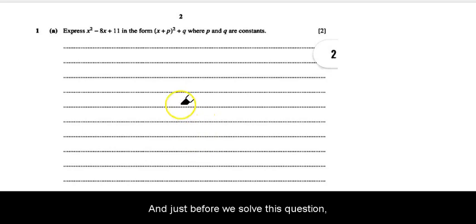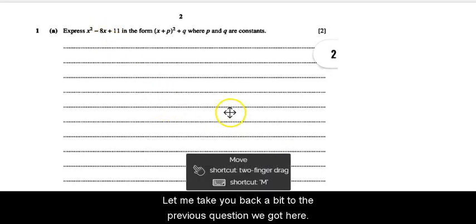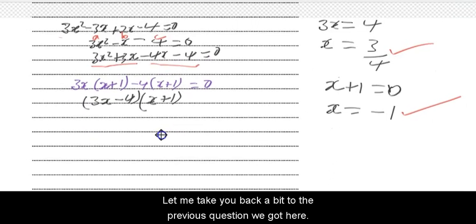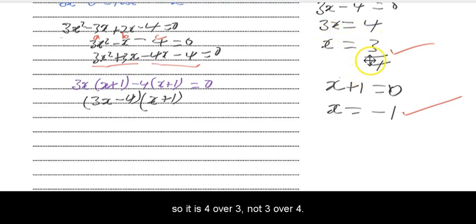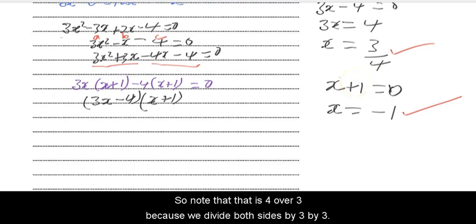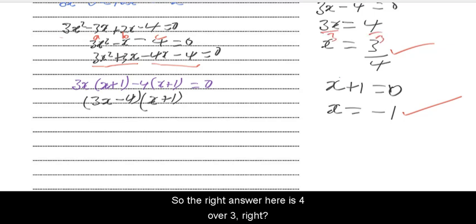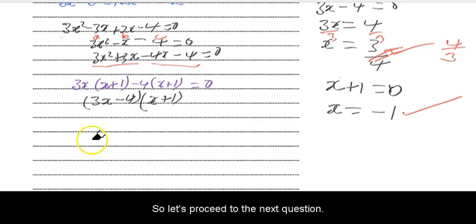And just before we solve this question A, express x squared minus 8x, let me take you back a bit to the previous question. We got here 3x, and this is divided by 3, so it is 4/3, not 3/4. So note that it is 4/3 because we divide both sides by 3. So the right answer here is 4/3. Right, so let's proceed to the next question.